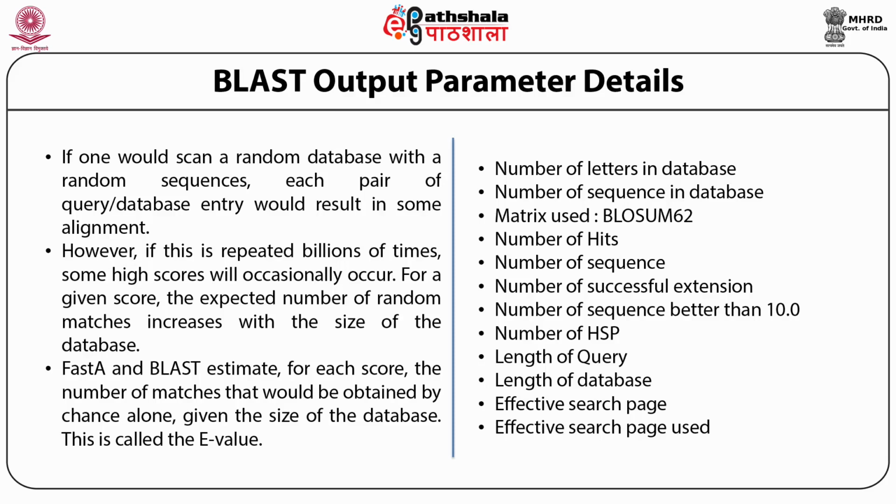If one were to scan a random database with a random sequence, each query-database pair would result in some alignment. However, if this is repeated billions of times, some high scores will occasionally occur. For a given score, the expected number of random matches increases with the size of the database. So FASTA and BLAST estimate this for each score, the number of matches that would be obtained by chance alone, and give an E value, which is used for the statistical analysis.